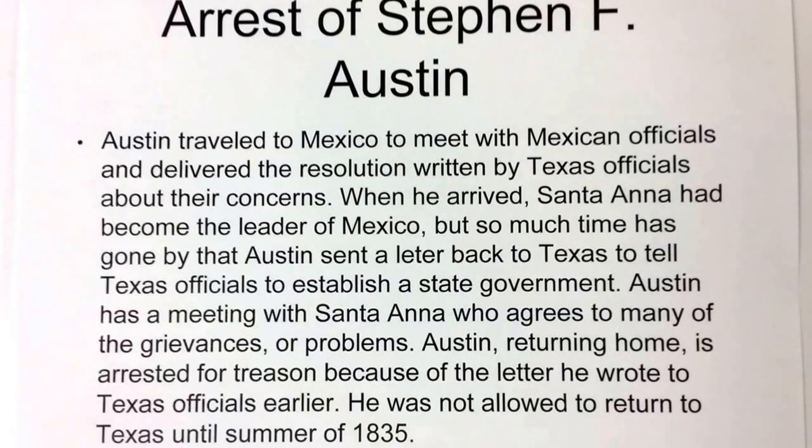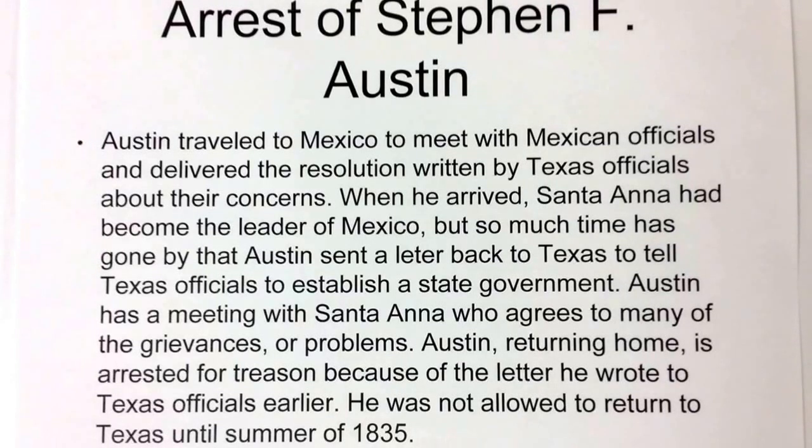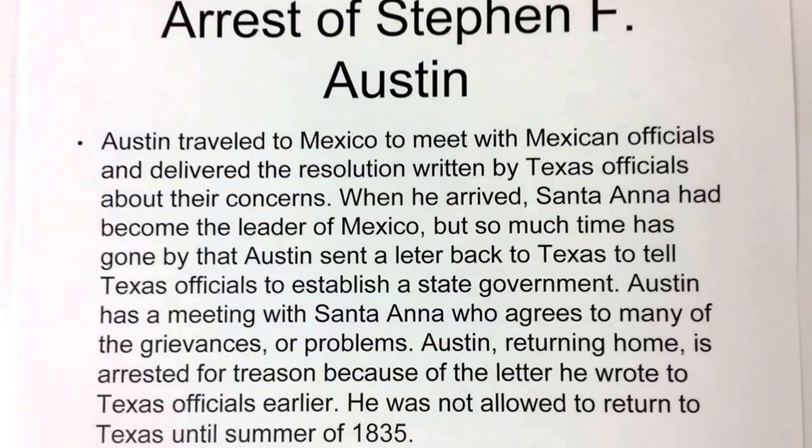He's saying, I see the problems, and we'll work on adjusting them together. Austin returns home thinking, all right, I accomplished a great thing, and all of a sudden, he's arrested for treason, which is usually punishable by death, because of the letter he had written to Texas officials earlier. He was not allowed to return to Texas until 1835, so he was held in Mexican jail until the end of that time period. So what I need you to do is, once you finish writing down everything in our notes, I want you to go through and on the back of our DSQ notes, write your I learned statements, okay? So let's get all that taken care of.